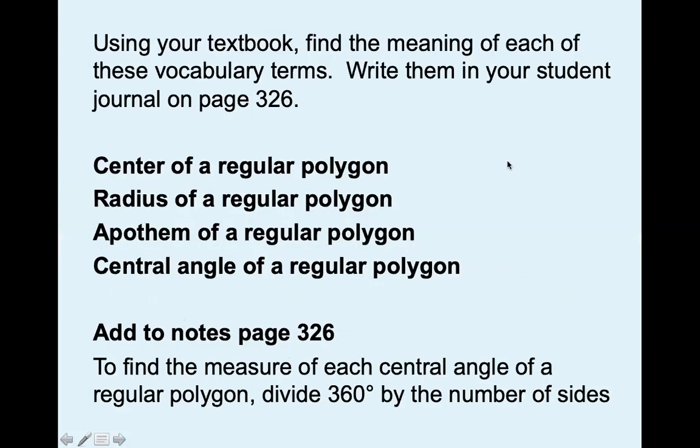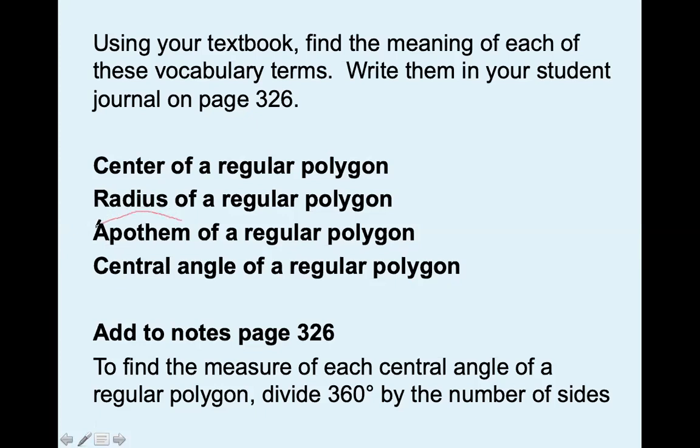All right, this time to do the vocabulary, you need to use your book. Find the meaning of each of these vocabulary terms, write them in your journal on page 326. You can use your textbook. You'll also see pictures of these things in the journal. Make sure you can understand the difference between all these different things, what the center of a regular polygon is, what the radius is, what the apothem is. That's a new term today. So make sure that you look at this.